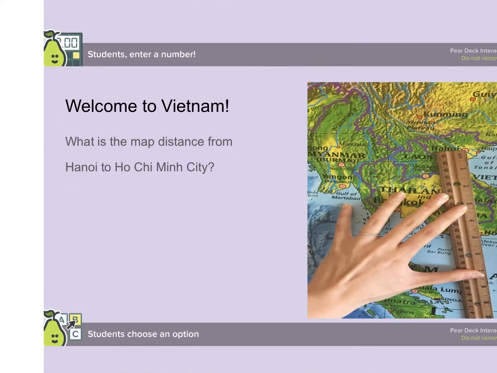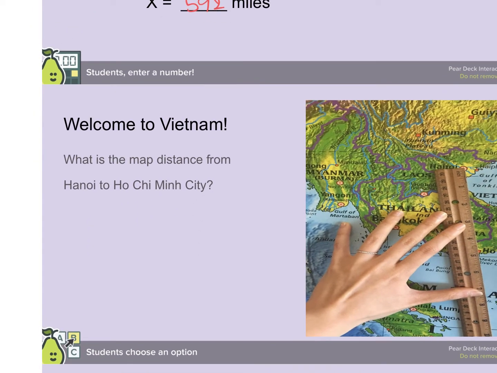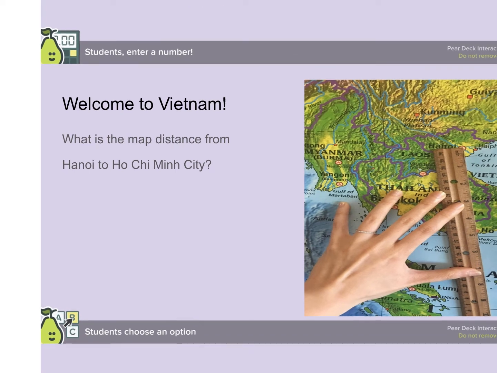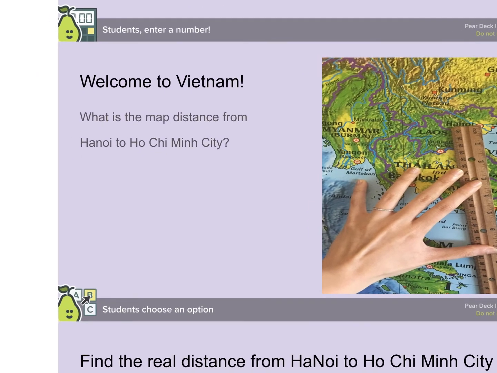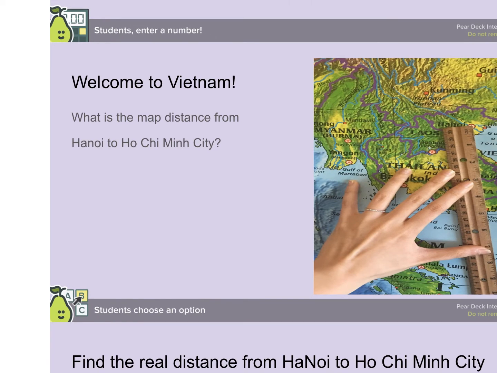All right, so welcome to Vietnam. This is where Miss Tran was born and raised for 18 years. I'm so proud that we're going to use a math problem in here. So what is the map distance from Hanoi to Ho Chi Minh City? I'll give you a moment to choose an option. Remember, you can use the distance. Hanoi is right here, and of course this is Ho Chi Minh City. So how many inches? All right, it is 5 inches.